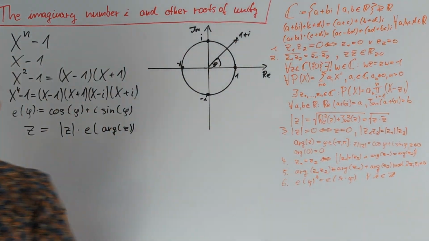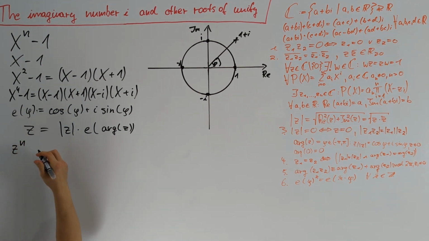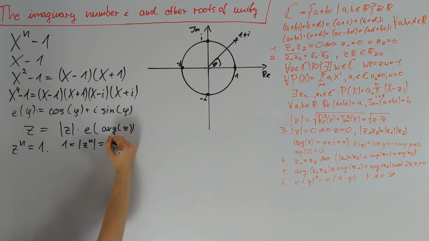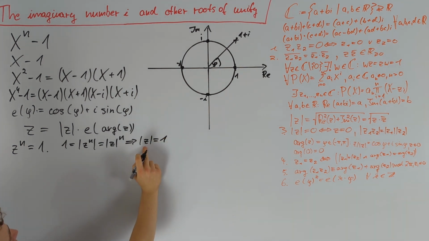Let us consider a complex number z such that z to the power of n minus 1 equals 0, or in other words, z to the power of n is equal to 1. Thus, 1 is equal to the absolute value of 1, or the absolute value of z to the power of n. We use our exercises to conclude that this is the absolute value of z to the power of n. And because this is a non-negative real number, that implies that the absolute value of z is equal to 1, so z must lie on the unit circle.